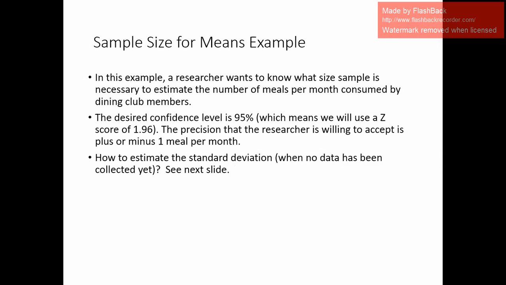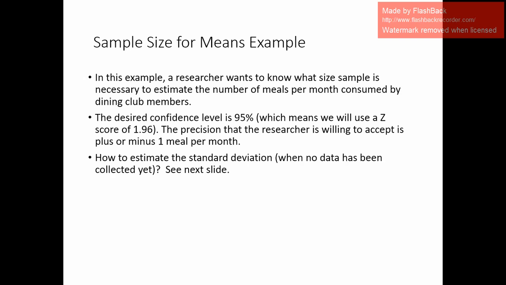Here's an example. Let's say that we're trying to estimate how many meals are going to be eaten at a dining club. You're going to join a dining club, think of a restaurant, and how many meals per month will they eat at that restaurant? That's what we're trying to estimate, how many meals are going to be eaten per club member. We don't know. Well, to do that, we want to be 95% confident, and we want to be within plus or minus 1 meal. The last part of this is how much variability there is.